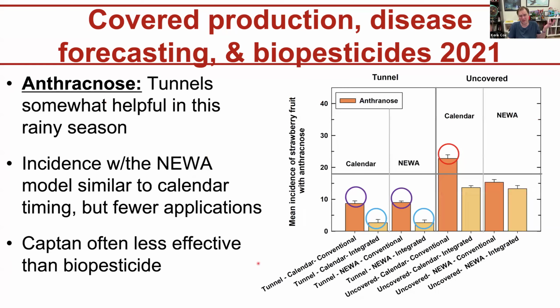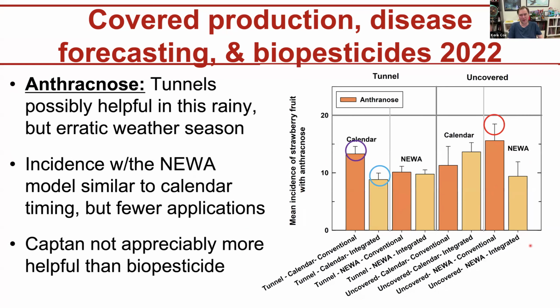What does it look like for the other diseases? Very similar patterns. We won't spend a lot of time looking at them all, but this is anthracnose and that sort of purple color, same type of trends. Tunnel is good. Using forecasting will save you a lot of applications and you get similar control. We're not seeing a lot of benefit from Captan.